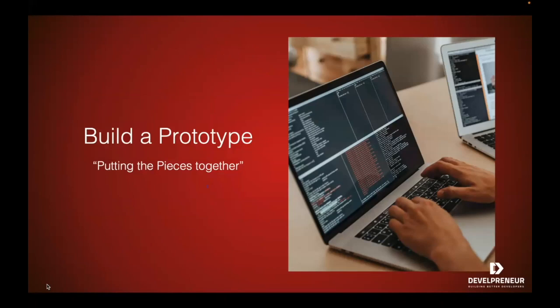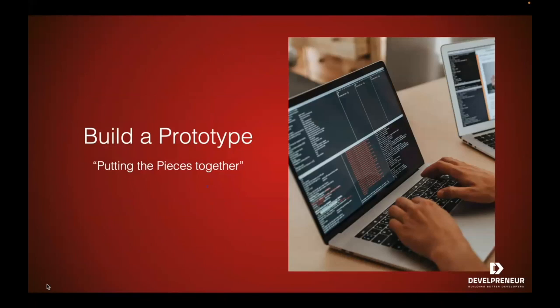Next, once you've gone through the first 3 phases of the software development lifecycle, planning, requirements gathering, and design, now we want to actually build the prototype. Now we're going to put the pieces together. We are going to take all those different components that we need and slowly start building them out.